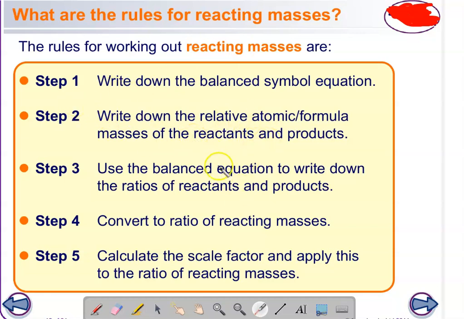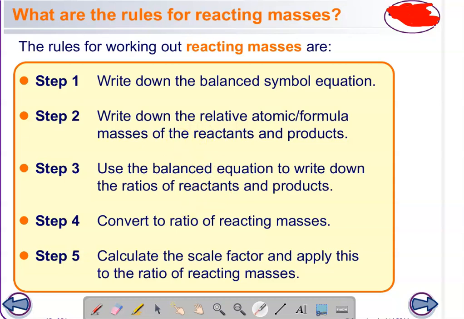The first step is to write down the balanced symbol equation. In the second step, write down the relative atomic or the relative formula masses of the reactants and the product. Next, use the balanced equation to write down the ratio of reactants and product, and then convert to the ratio of the reactant masses, and then calculate the scale factor and apply this to the ratio of the reactant masses. These are the steps that you have to go through.